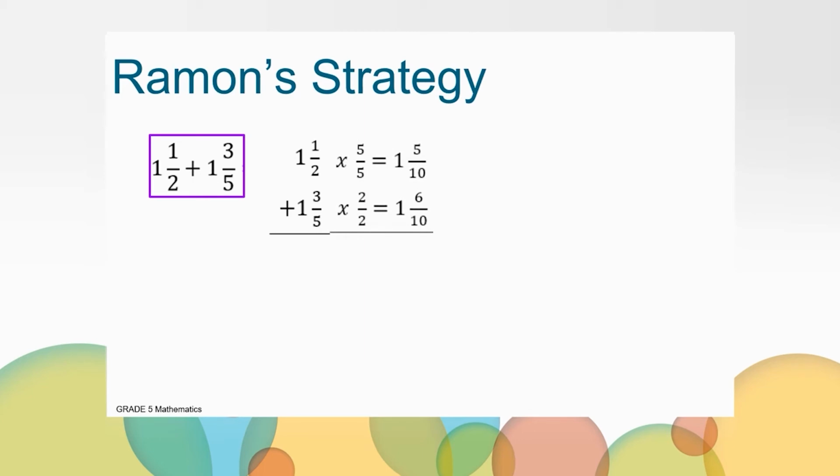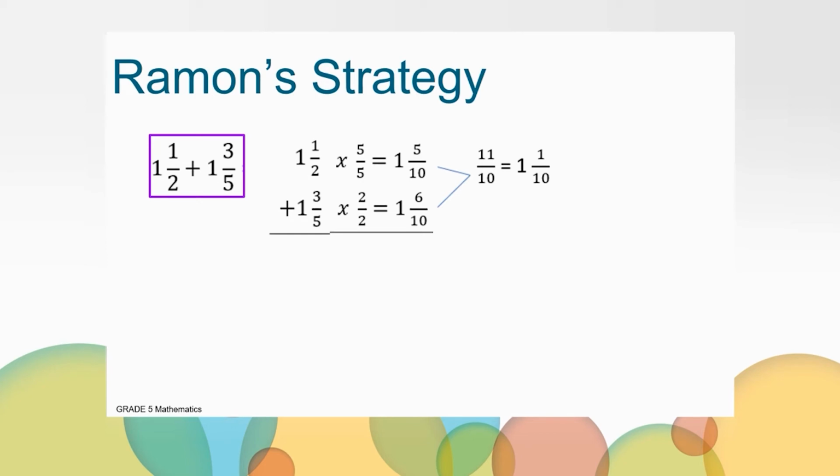So he decided to multiply both 1 1/2 and 1 3/5 by fractions that would lead to a denominator of 10. For 1 1/2, he multiplied by 5/5, which resulted in 1 5/10. And then we can see that 1 3/5 is equivalent to 1 6/10. Raymond then added the fractions, 5/10 and 6/10, and he got 11/10, which he knew was 1 1/10.